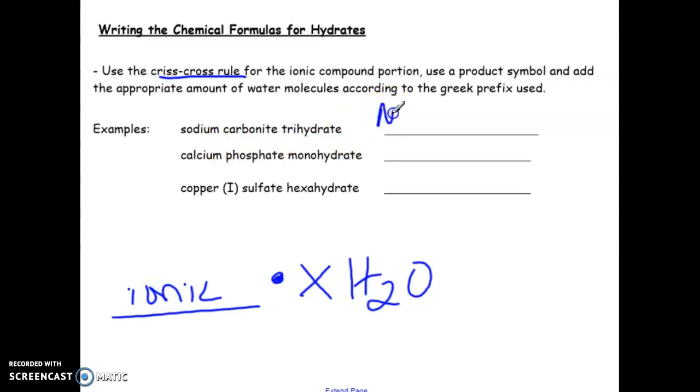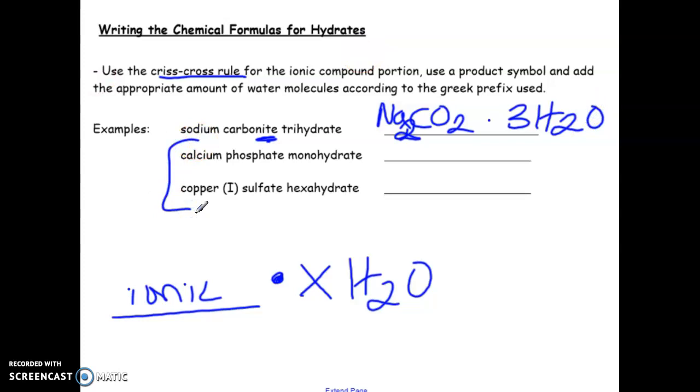I'll do the first one with you and then I'll have you try the other ones. So we have sodium carbonate, which means one less oxygen, so it's CO2. But this has a -2 charge, which will crisscross down to the sodium. So Na2CO2, dot, trihydrate is 3 waters. Okay, give the next 2 a try.